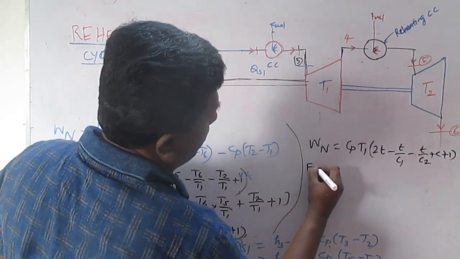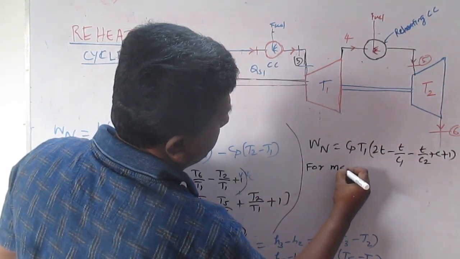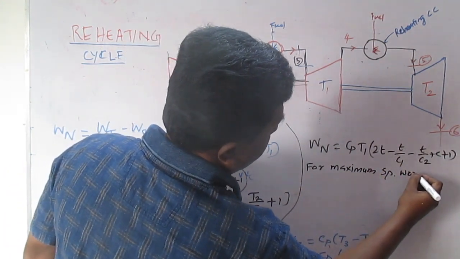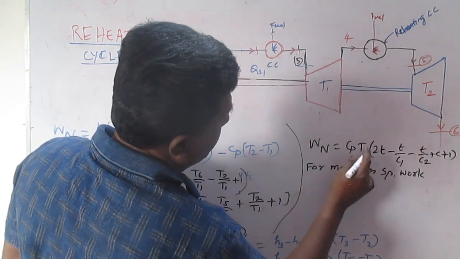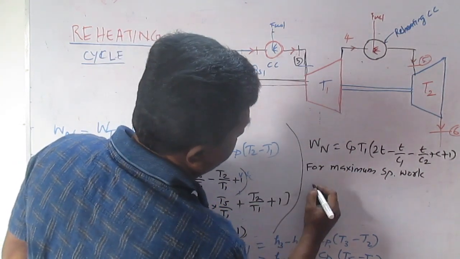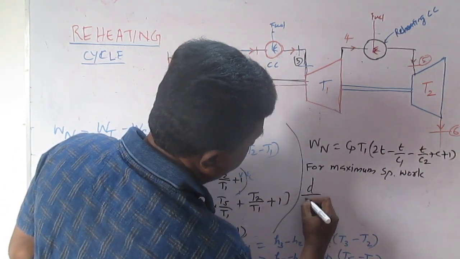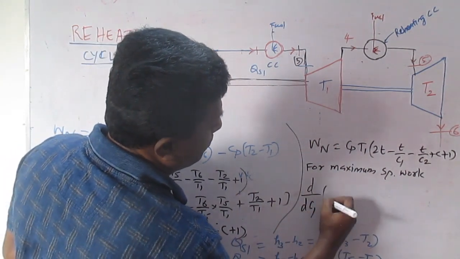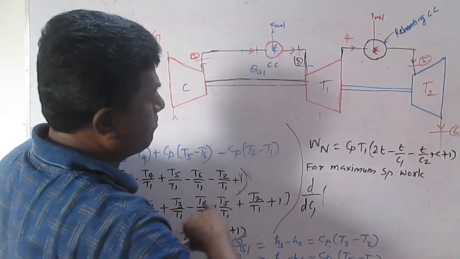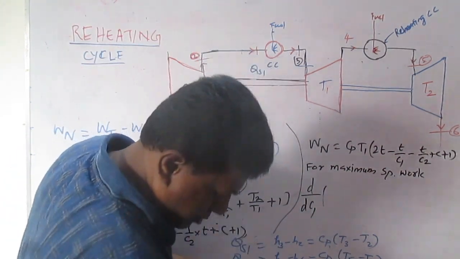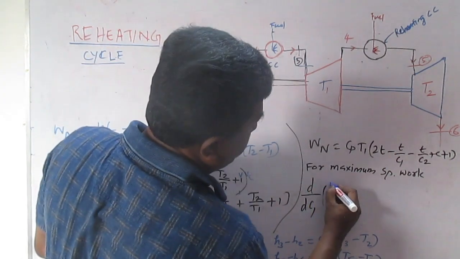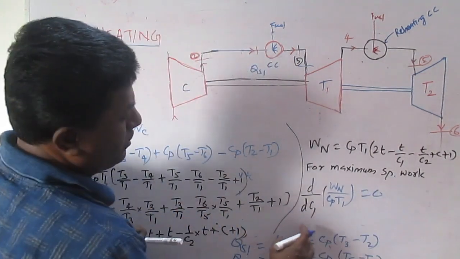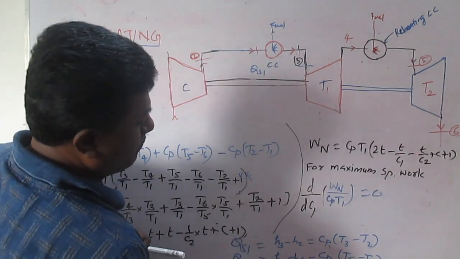So for maximum work, for maximum specific work we can say, specific work is nothing but Wn by Cp T1. So this one, d by dC1, C1 into this one. So our maximum turbine work, Wn by Cp T1, is equal to 0. By doing the differentiation, we are getting this formula.